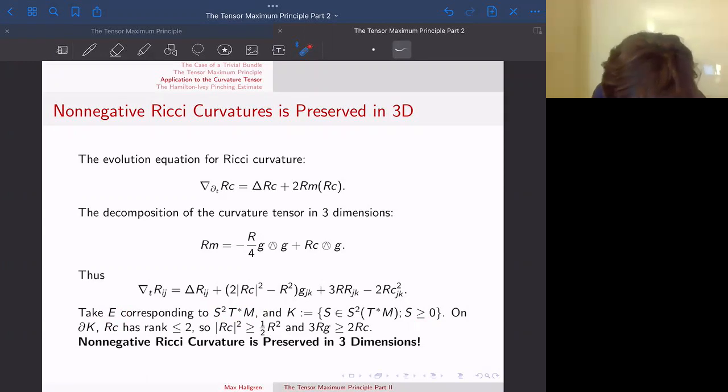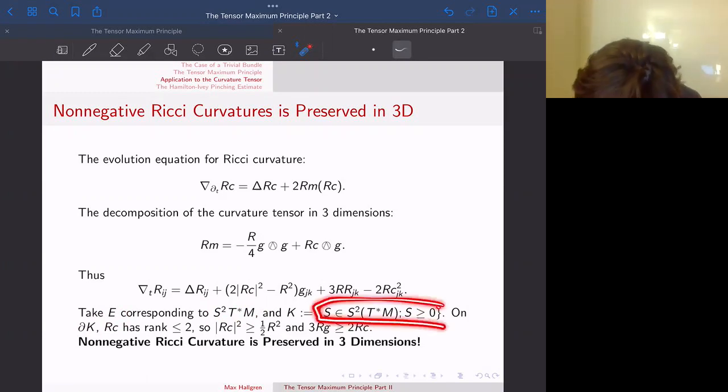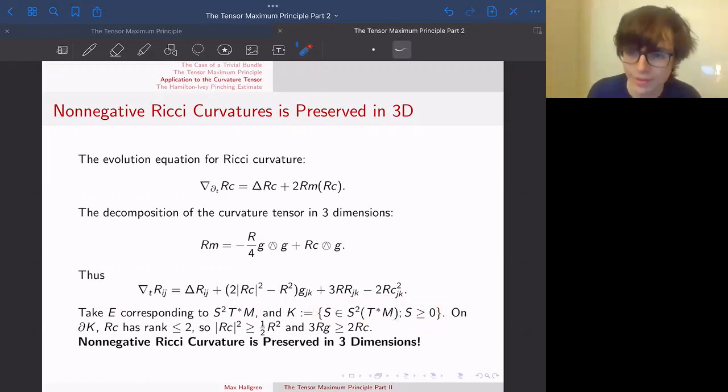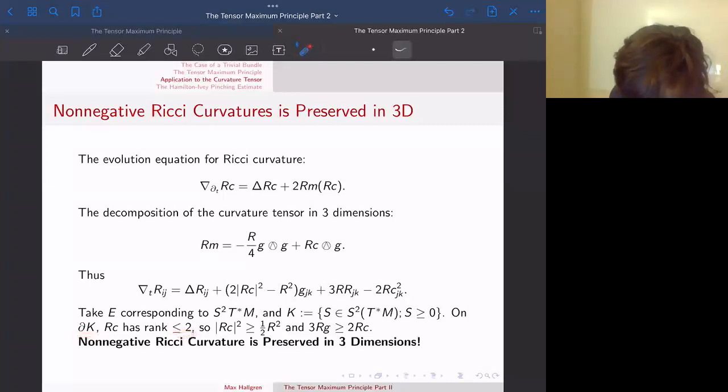Okay, so on the boundary of this convex set at any fiber, right? So when can a 2 tensor be on the boundary of the set? That means that one of its eigenvalues has to be 0. So in particular, the Ricci curvature, any tensor on the boundary of this has to have rank at most 2. And so that means that we have this Cauchy-Schwarz inequality.